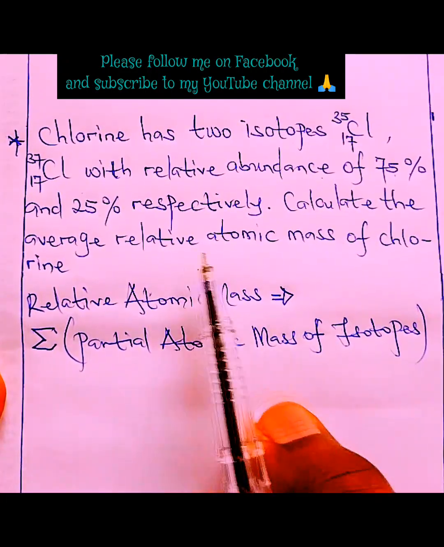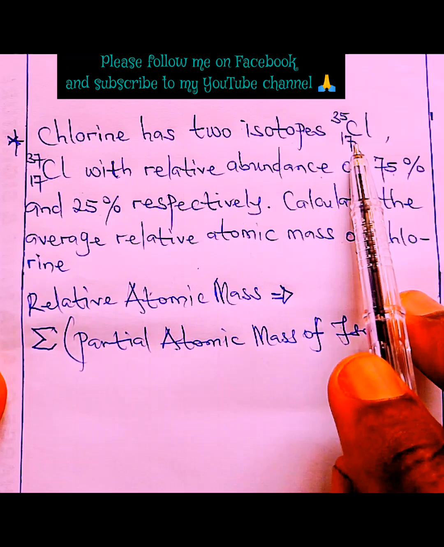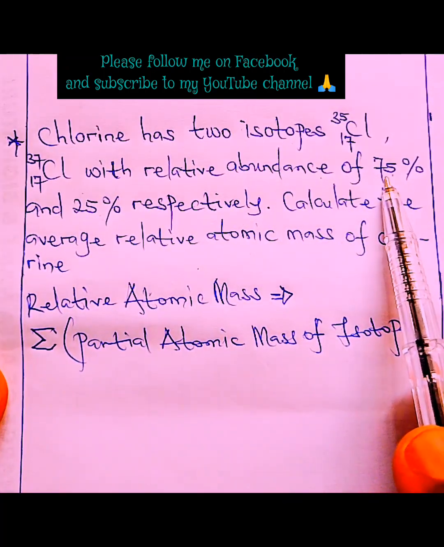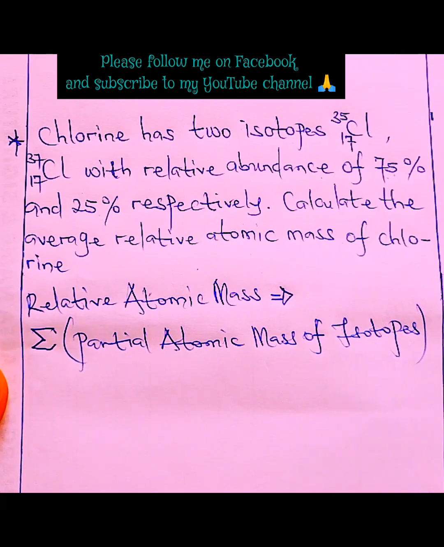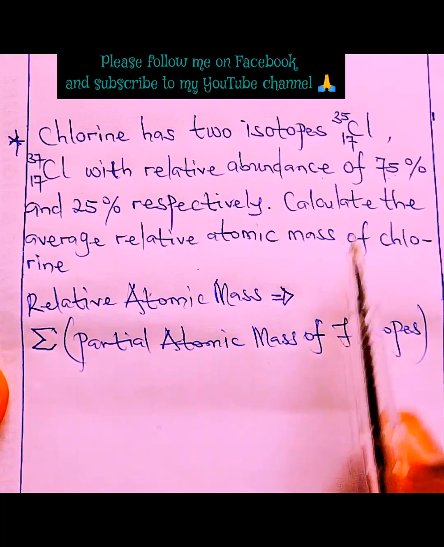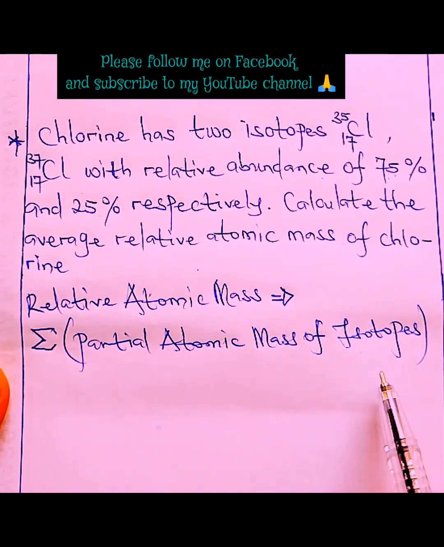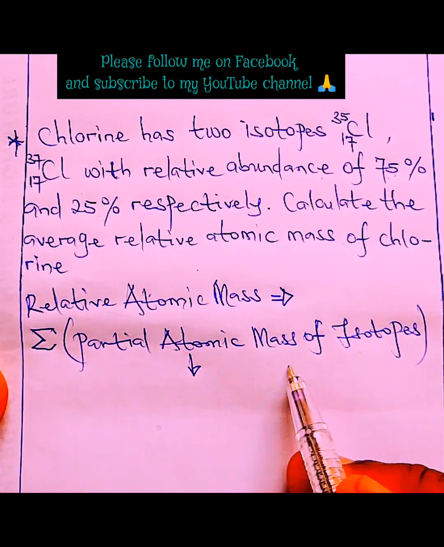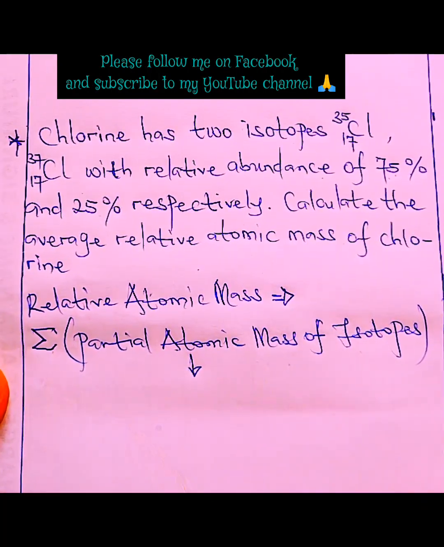Now we can see we are given two different isotopes, chlorine 35 and chlorine 37, and we are given their percentage of existence in nature. So for us to get the relative atomic mass of chlorine, what we have to do is get the partial atomic mass of each of those isotopes. Don't forget, by the time we get the partial atomic mass, then we add them up. So how do we get that?